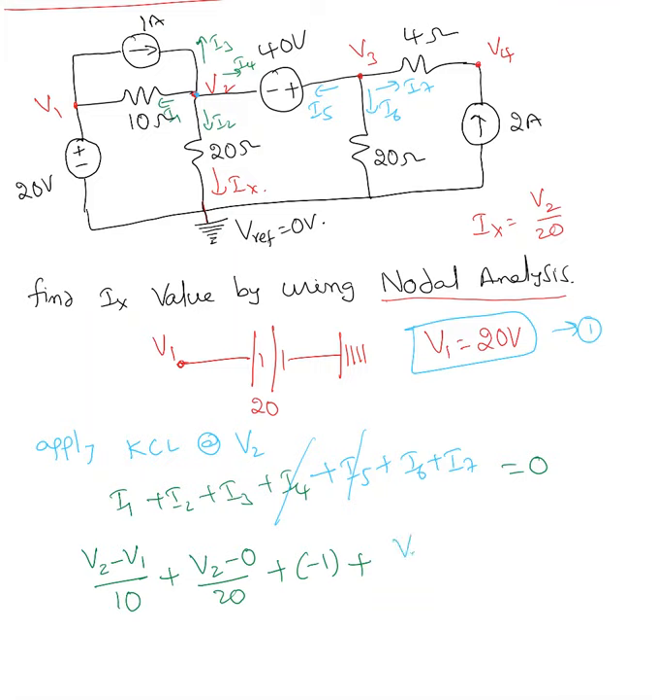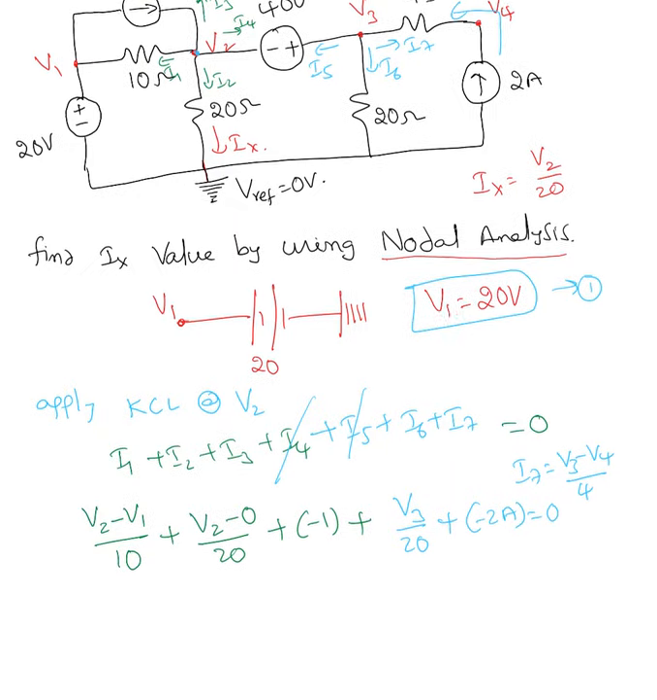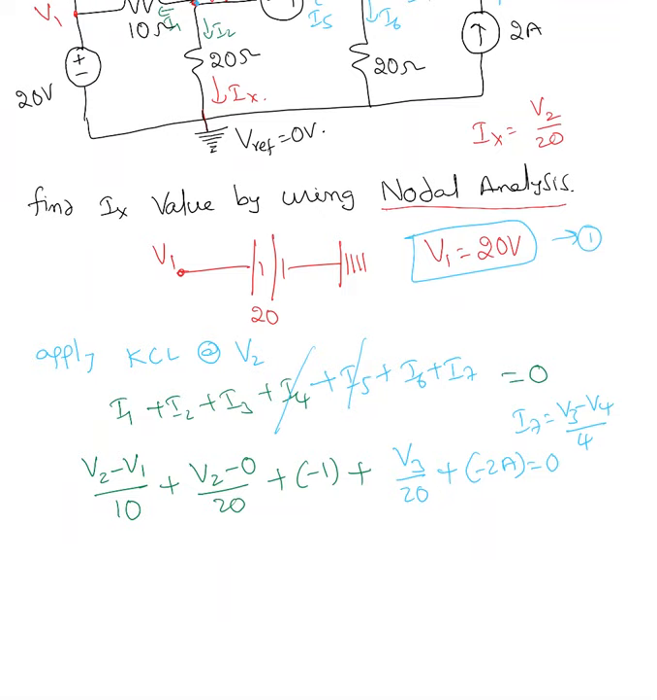I6 is nothing but V3 over 20. I7, I can write as V3 minus V4 over 4. Instead of that, can I write I7 as negative 2 amperes? That will eliminate one more equation, and that's the reason I'm doing that. So I can write I7 as negative 2 amperes, and the sum equals 0. Okay, so let me solve.